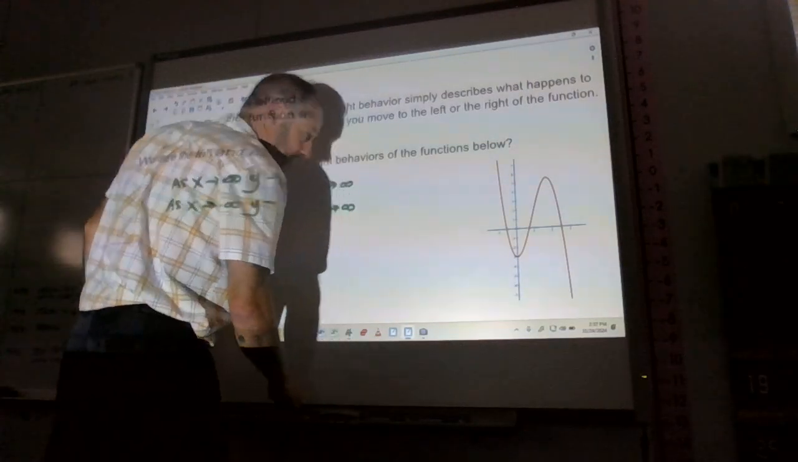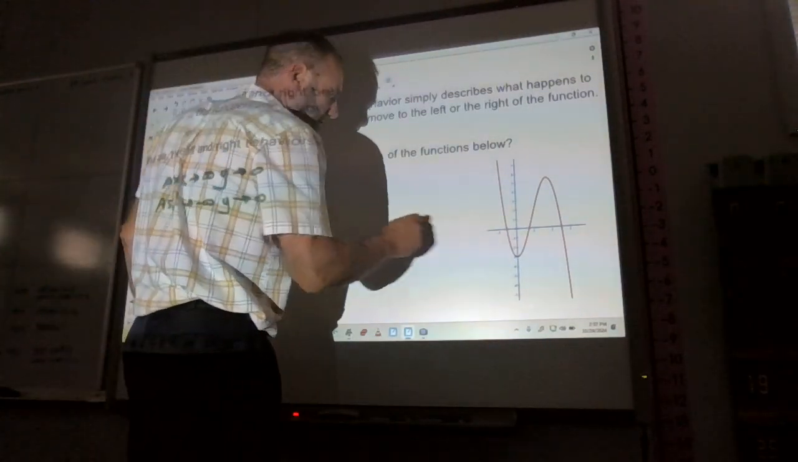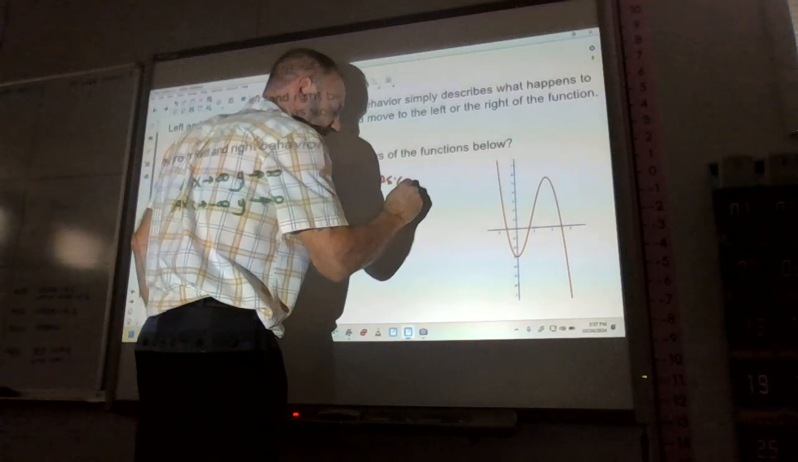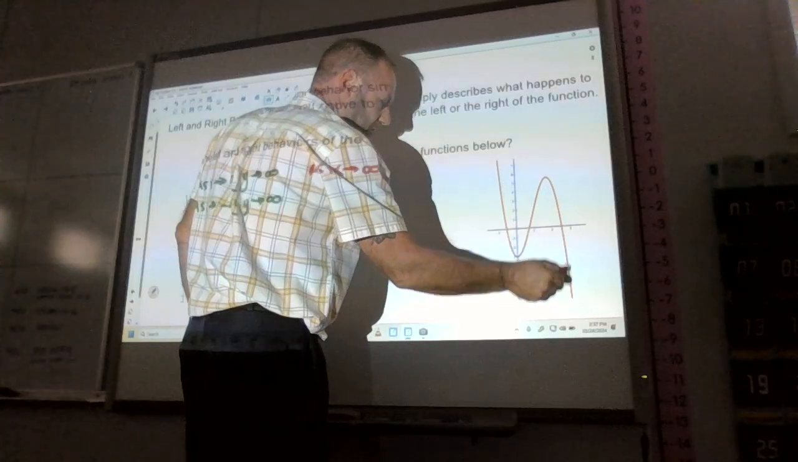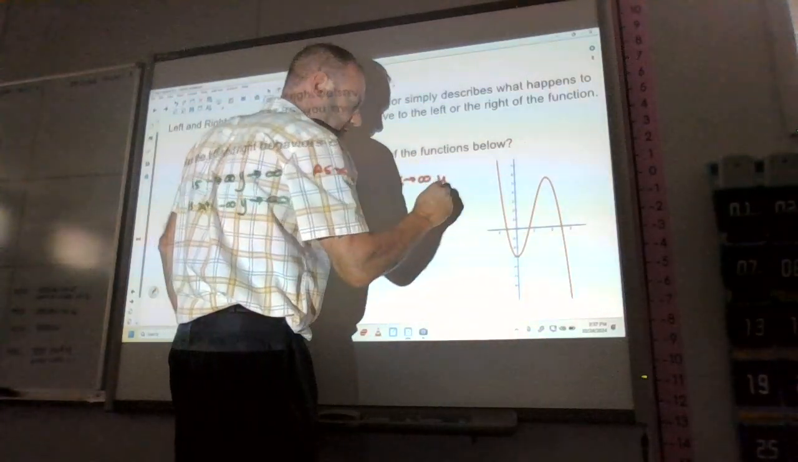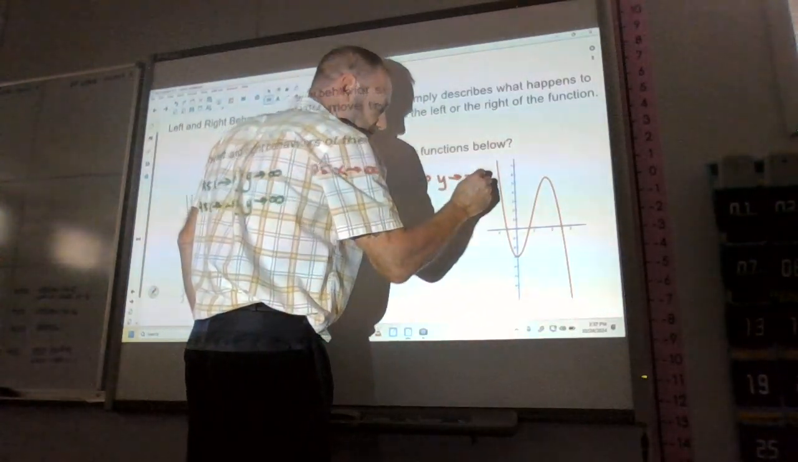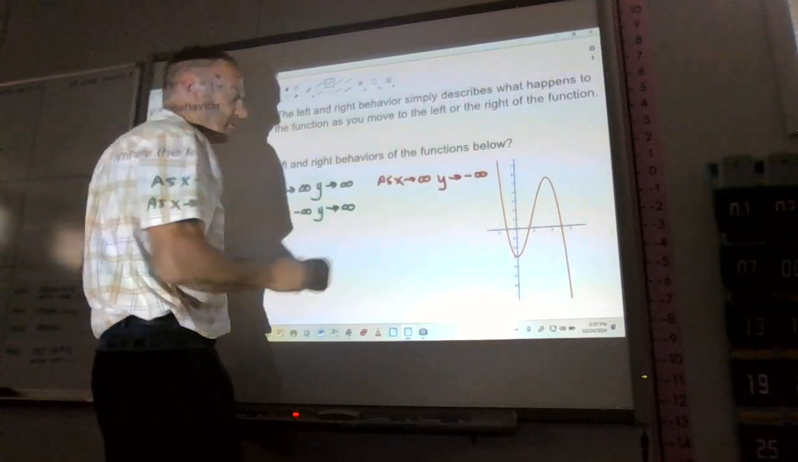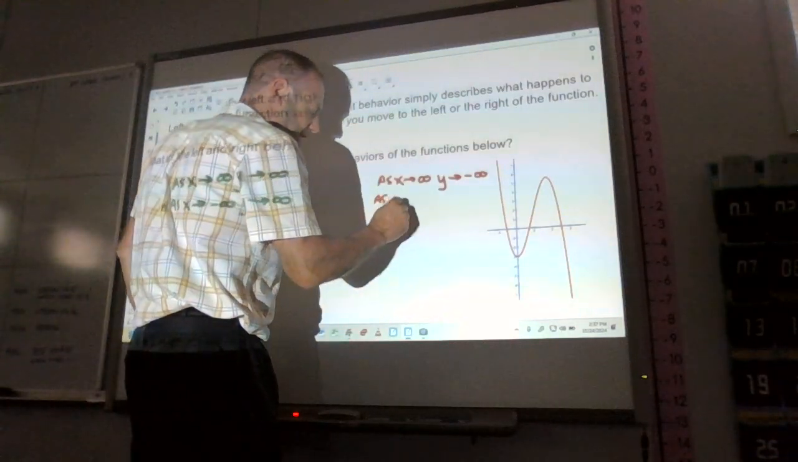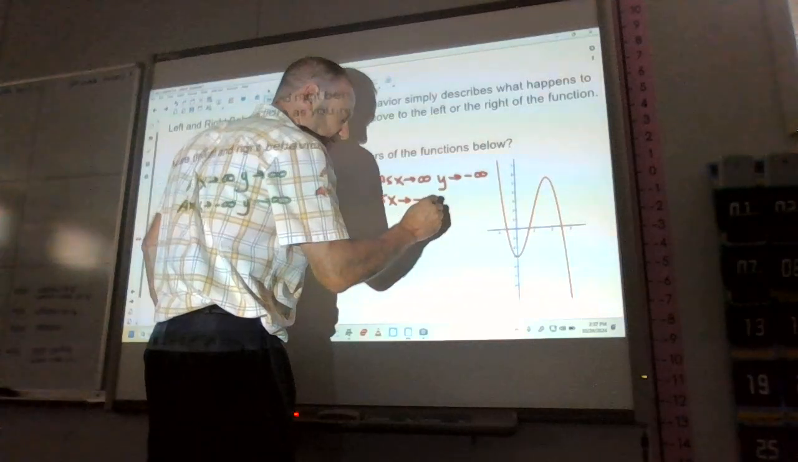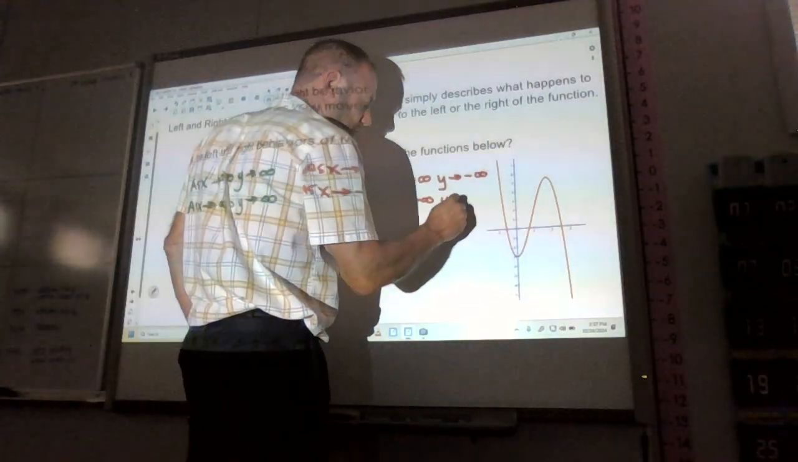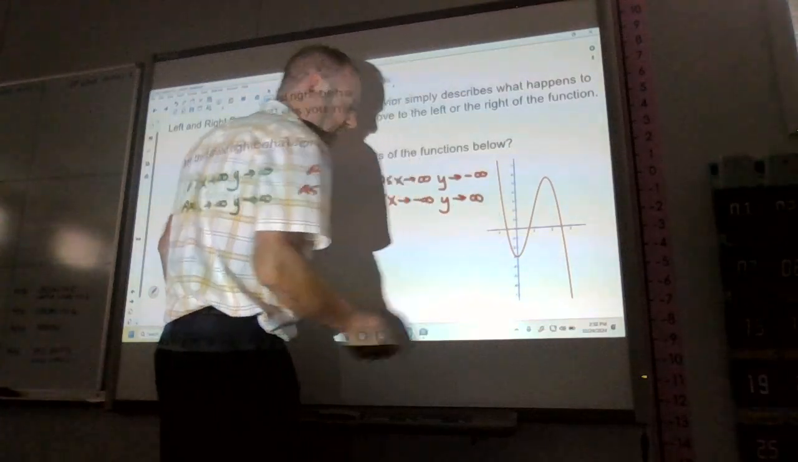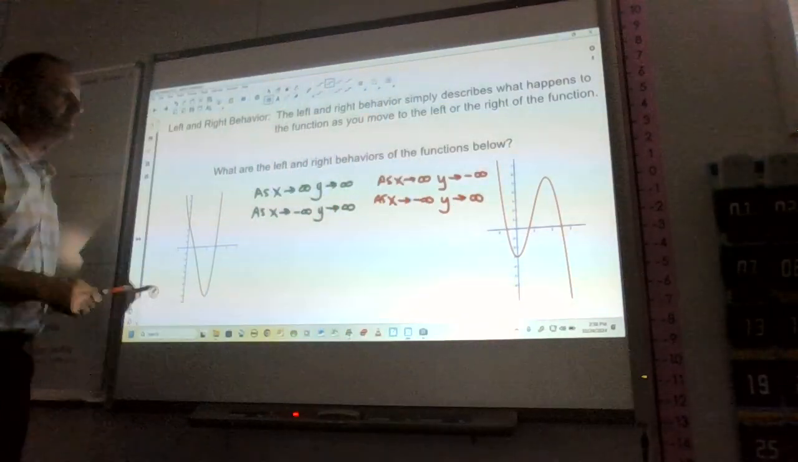Now, the red one, over here, as x goes to infinity, so I go this way, where does y go? y goes to negative infinity. It goes down. Okay? As x goes to negative infinity, so I'm going this way this time, what's happening to the graph? It's going up, so y goes to infinity. And this is the way we write left and right behaviors.